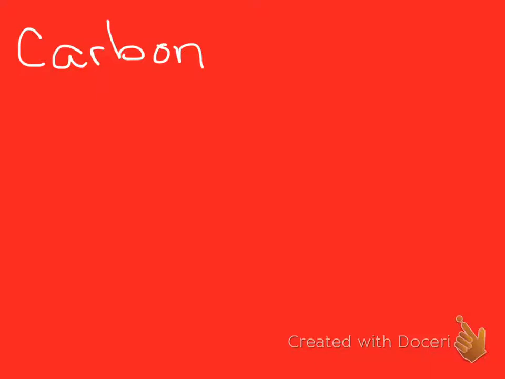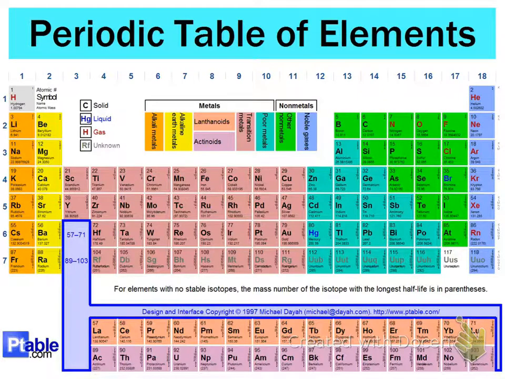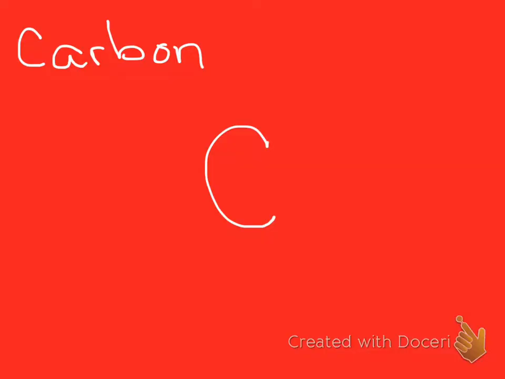Okay, so for example, let's say we have carbon. So you write down carbon. You got to know, okay, so what is the symbol for carbon and what are the number of valence electrons? So you got to look at your periodic table. Alright, so you got to find carbon here. So carbon, its element is C. So on your paper you got to write C. Okay?